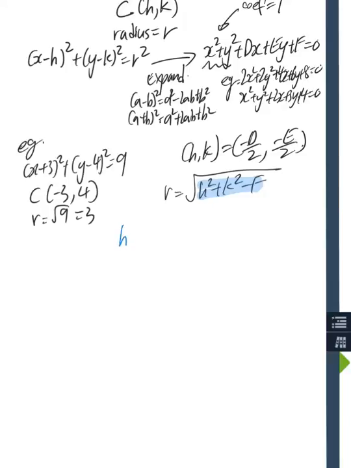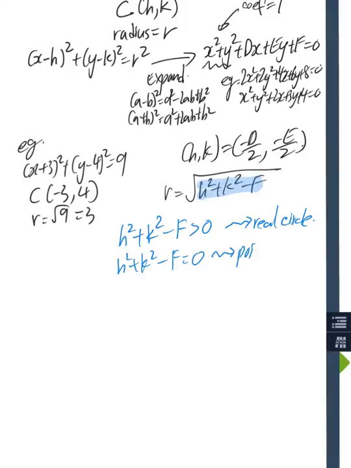If the term in the square root, h squared plus k squared minus f, is positive, we call the circle a real circle. If the term in the square root is 0, we call it a point circle because the radius is 0. And lastly, if the term h squared plus k squared minus f is negative, that means we cannot find the radius because you cannot take the square root of a negative value. Then we call it an imaginary circle.